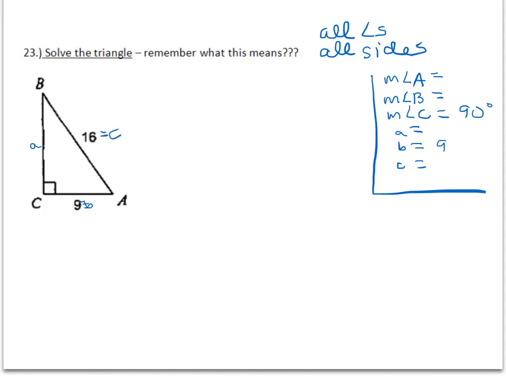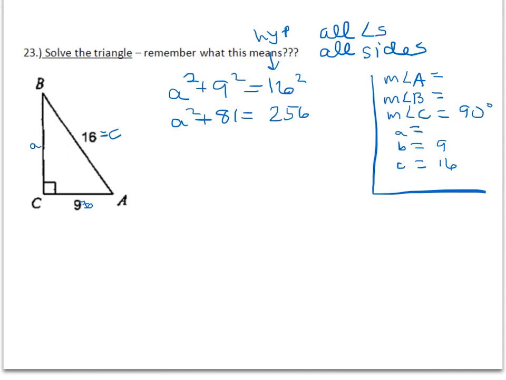So b is 9, c is 16. I'll go ahead and start off with our Pythagorean theorem, take care of that right at the beginning. A squared plus 9 squared equals 16 squared. The key is that hypotenuse has to be the loner. So we'd have a squared plus 81 equals 256. Subtracting 81 from both sides, we get a squared equals 175. Square rooting both sides.